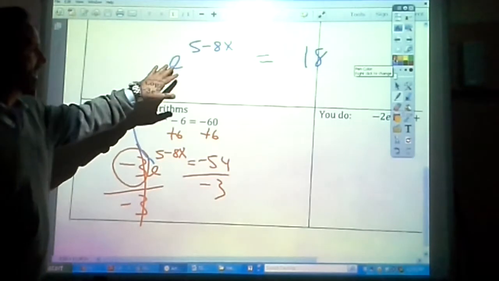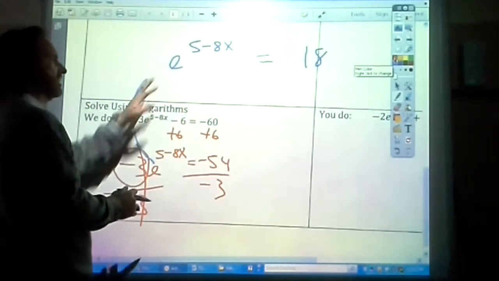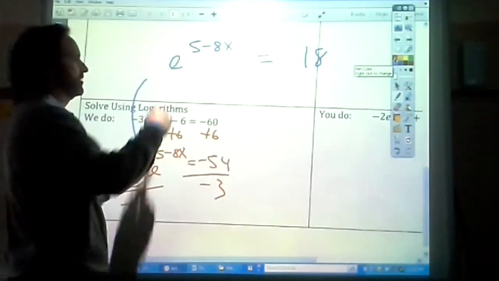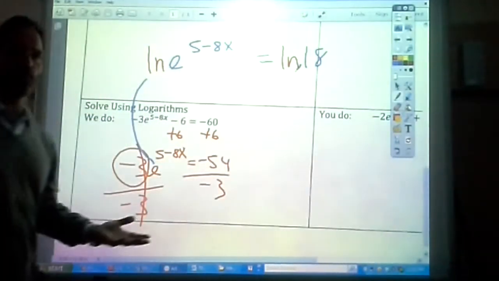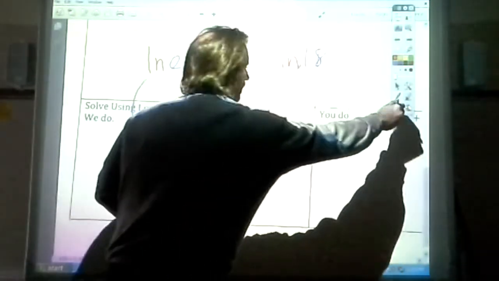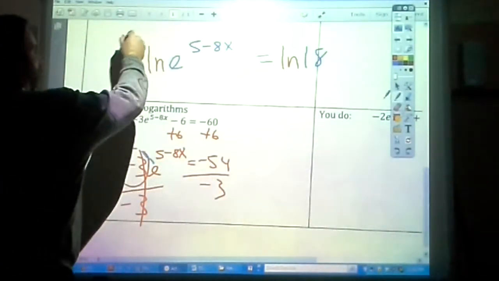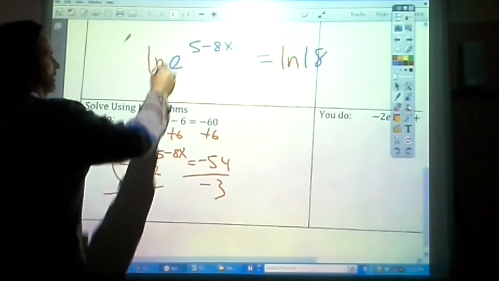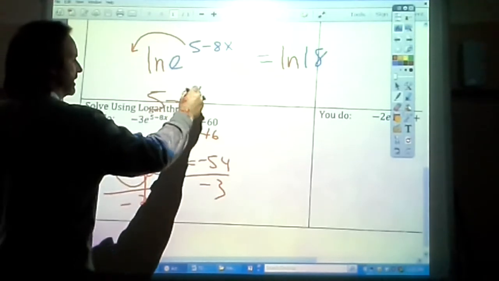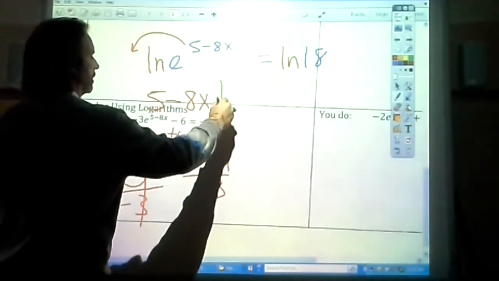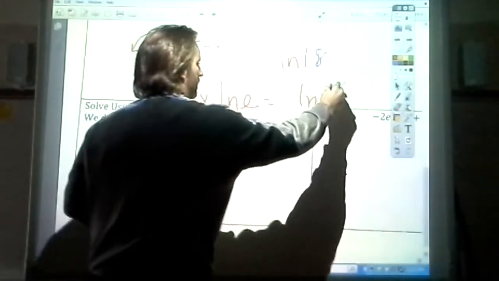And now I've got exactly what I want. I've cleaned it up. I'm going to take the log of both sides. This is an exponential function. When I take the log of it, I'll solve for the exponent. Take the log. This is the natural log. You can take the common log. It doesn't really matter. All right? Now this can come down as an exponent. So now I'm going to have 5 minus 8x times the natural log of e equals the natural log of 18.